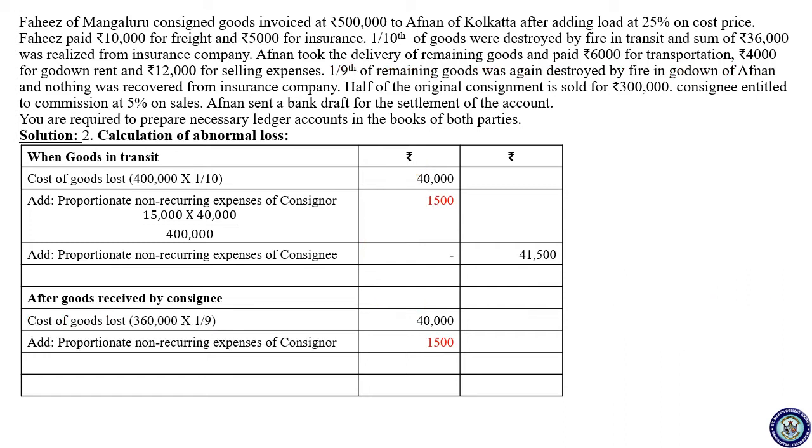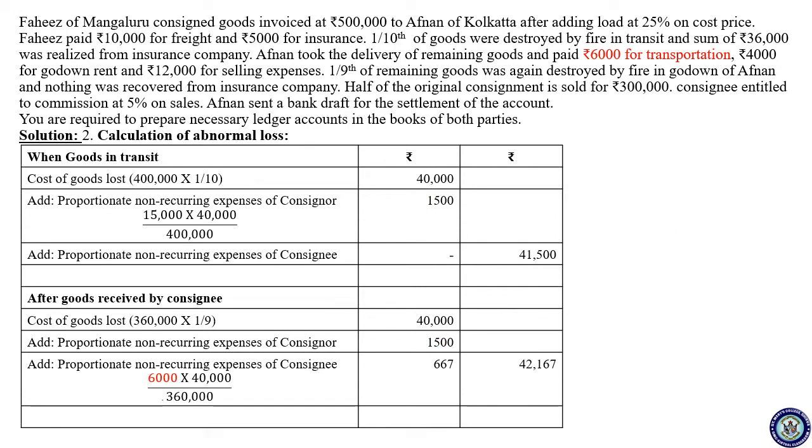Okay, next. You have to add the proportional non-recurring expenses. It is the same amount that we took in the first case because the entire expenses incurred by the consignor is non-recurring. So, what proportion was incurred on the abnormal loss when the goods were in transit? The same proportion will be incurred because he has sent 4 lakh worth goods, right? He sent 4 lakh worth goods, but the consignee received only 3 lakh 60. So the consignor incurred the entire 15,000 on 4 lakh, not 3 lakh 60,000.